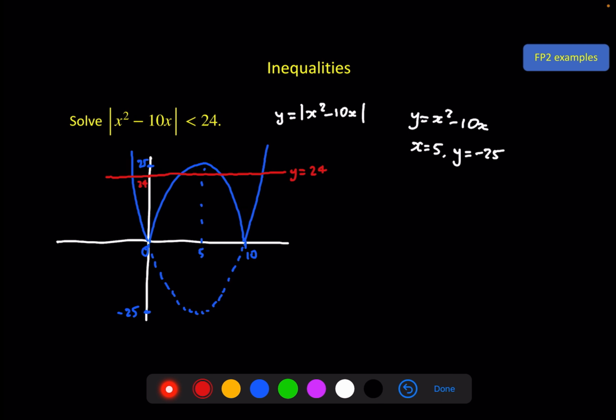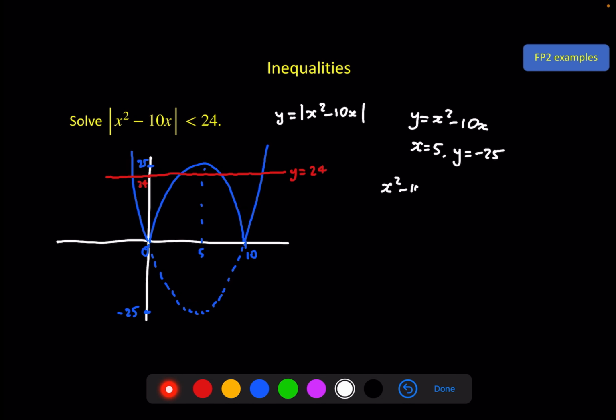But it does not cut this graph 4 times, because that goes down like this. It cuts twice. So if I try and solve this equals 24, which I'm going to have to do to find these two intersection points, why don't we do that right now?